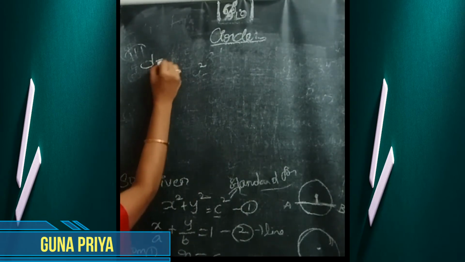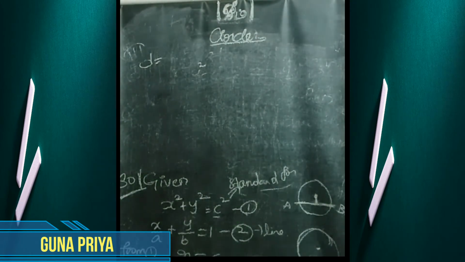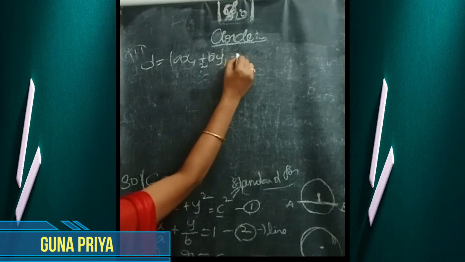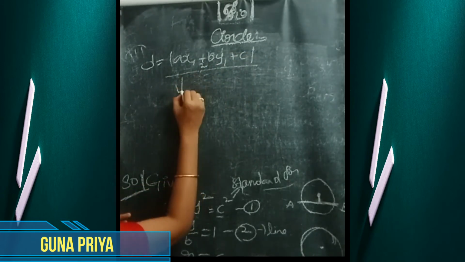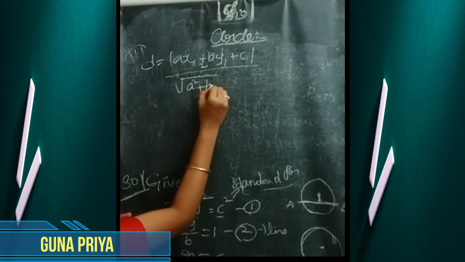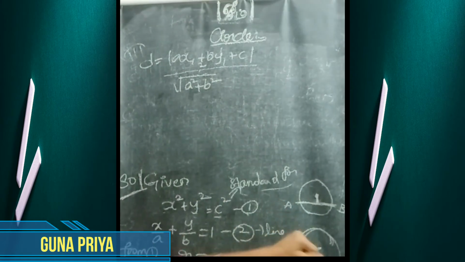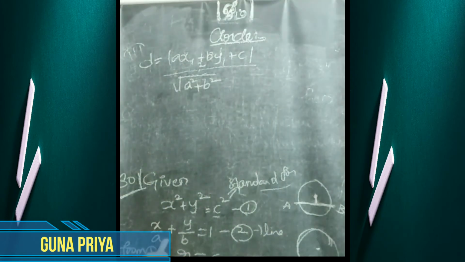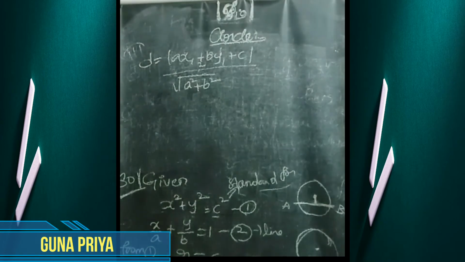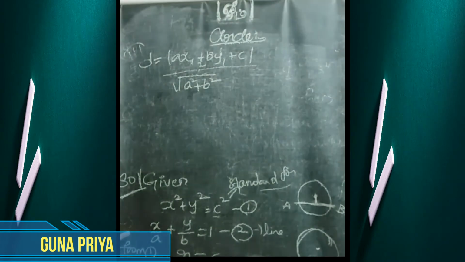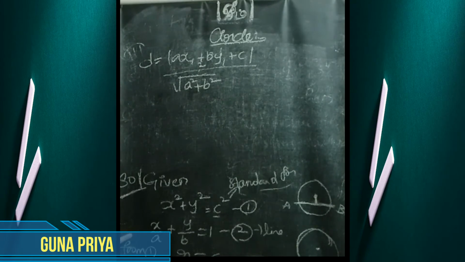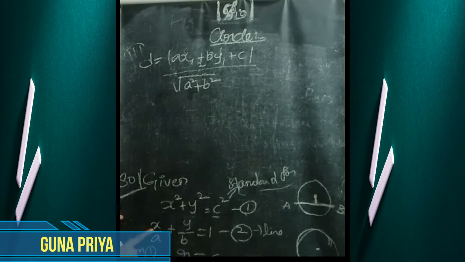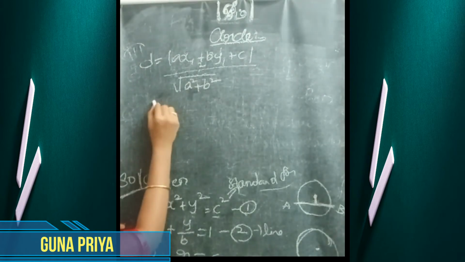What's the D formula? D equals (Ax1 plus By1 plus C) by root of A square plus B square. Here line AB, what's the given line? This is this line. So from this line and center, that means this is the (x1, y1) from the line. Okay, that means here the x coefficient is 1 by a.